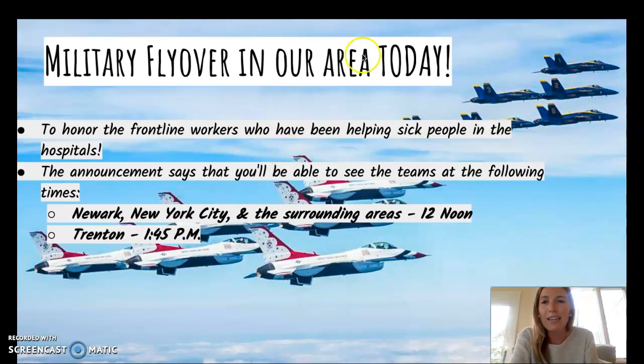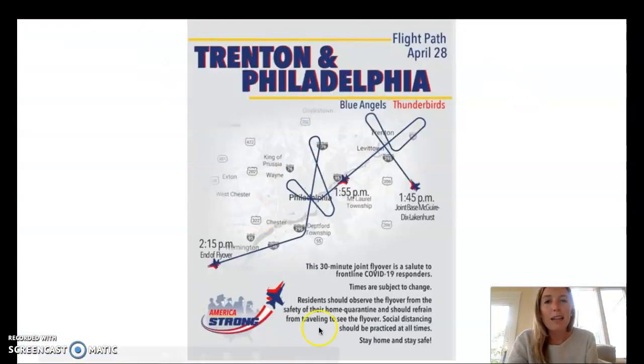And today is a very exciting day. There's a military flyover in our area. So the reason that this is happening is to honor the workers who have been helping sick people in the hospitals. And the announcement says you'll be able to see the teams the following time. So Newark, New York City, and the surrounding areas around noon, and Trenton around 1:45. And here is a map that you can use to kind of think about what time they're going to be flying over your house. Okay, so I hope that you have fun with that today and enjoy it.